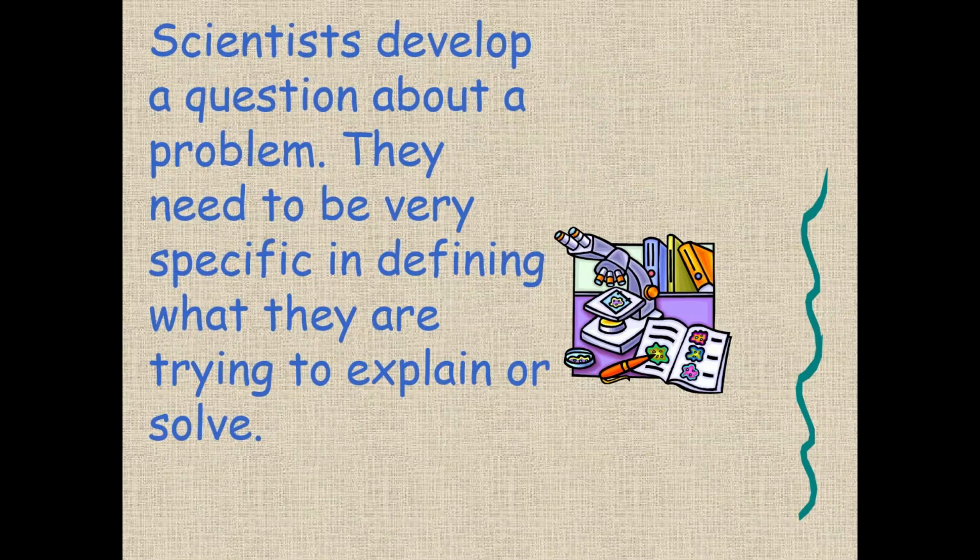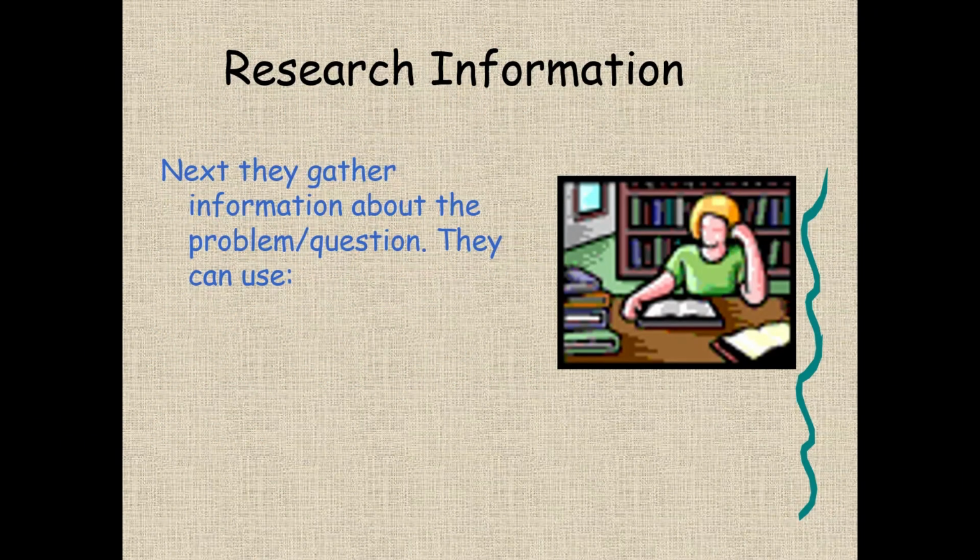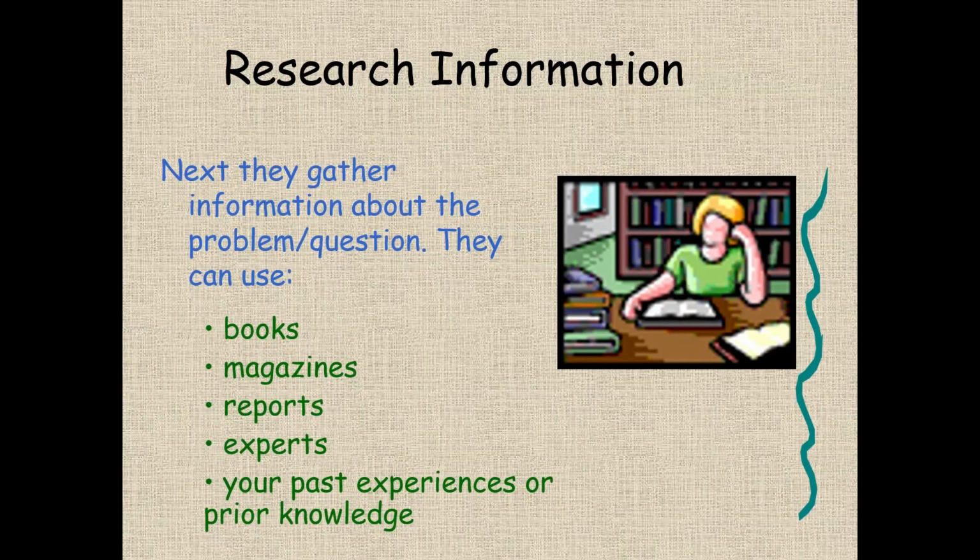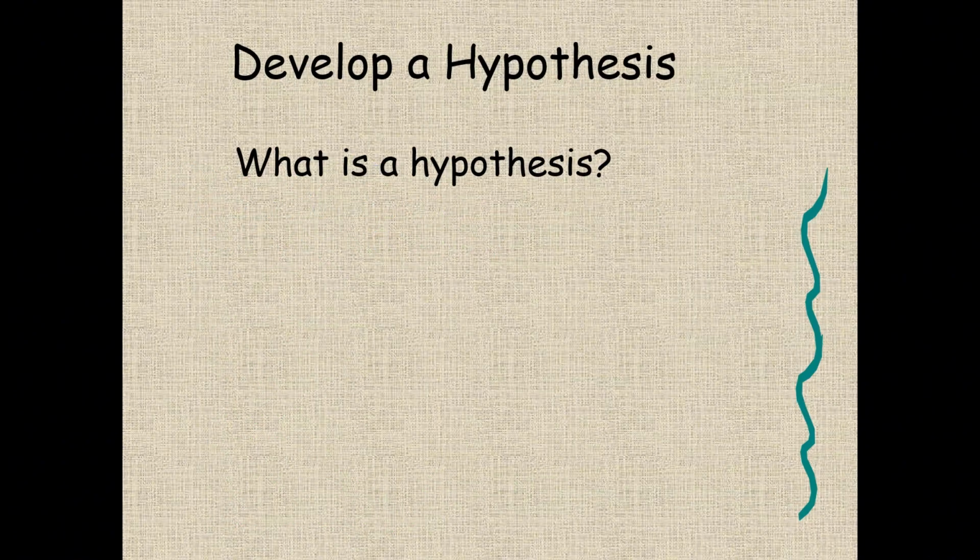Scientists develop a question about a problem. They need to be very specific in defining what they are trying to explain or solve. After the problem, they gather information about the problem, the question. They can use books, magazines, newspapers, science lab reports, contact experts who have done those labs before you are going to do, and your past experience and prior knowledge.